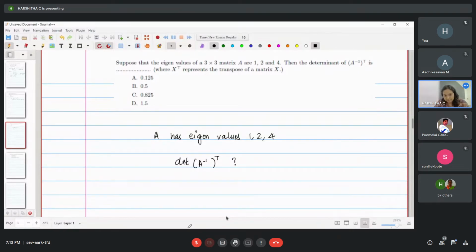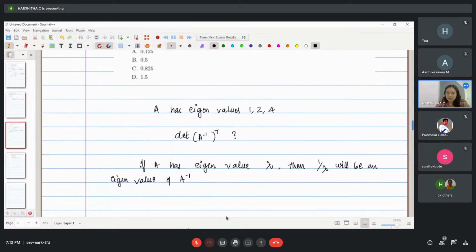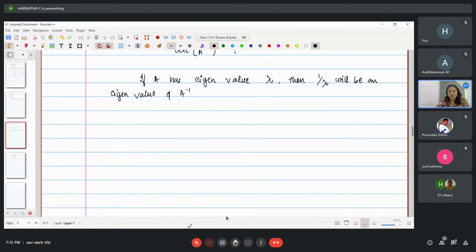So, if A has eigenvalue lambda, then 1 by lambda will be an eigenvalue of A inverse, right? So this is not very difficult to see.